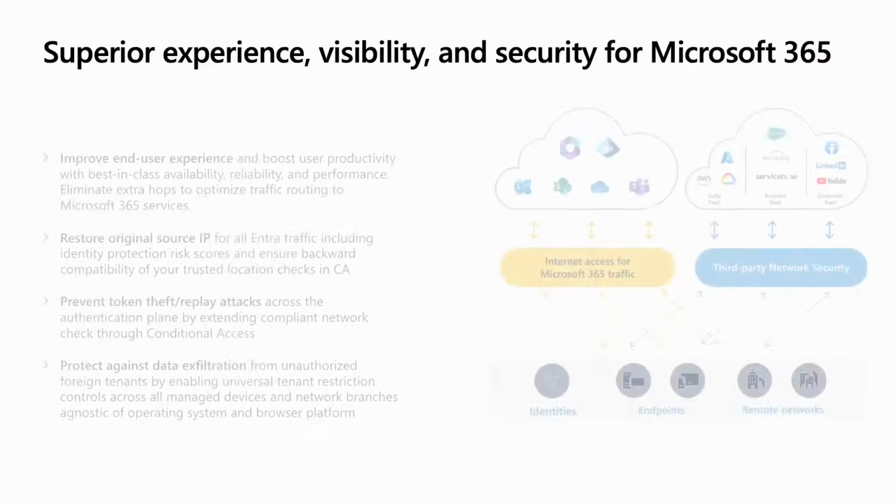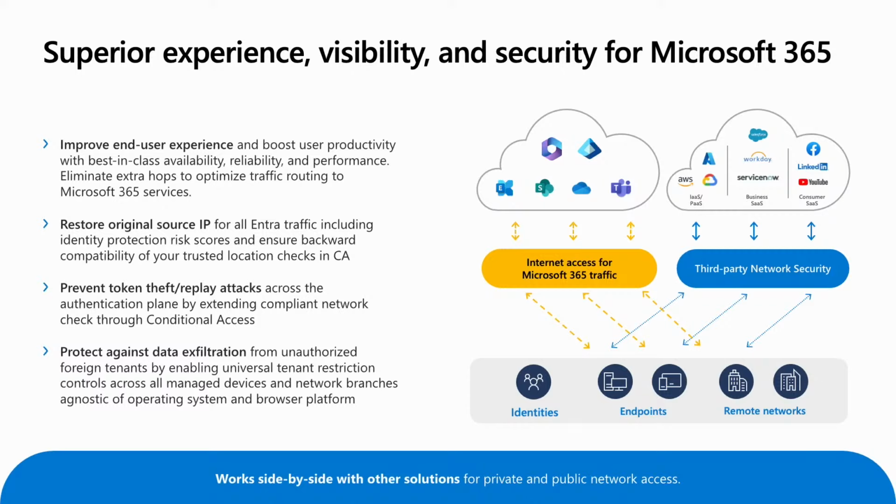And now Alex will cover Internet Access capabilities for Microsoft applications. Thanks, Frank. We have built enhanced security, visibility, and performance capabilities for Entra ID federated apps and Microsoft 365. With Internet Access, you get fast and secure access for all internet traffic, including Microsoft 365, boosting productivity for any user anywhere. We have deep integrations with Microsoft Entra ID, including capabilities like source IP restoration, token replay protection, and data exfiltration controls. And you have the flexibility to deploy these capabilities side by side with third-party network security solutions of your choice. Let's take a deeper look into these capabilities.